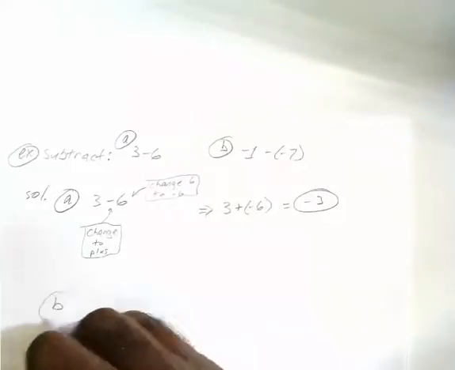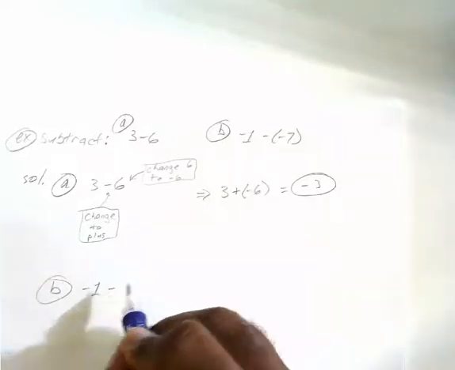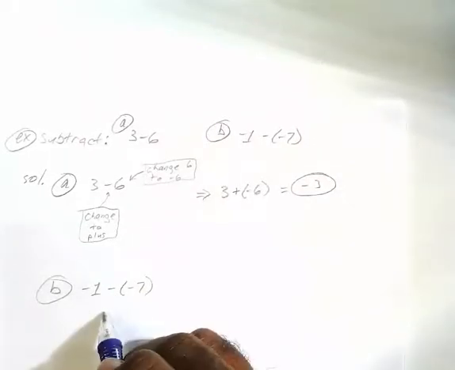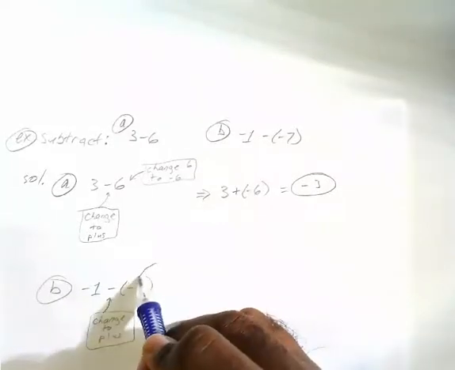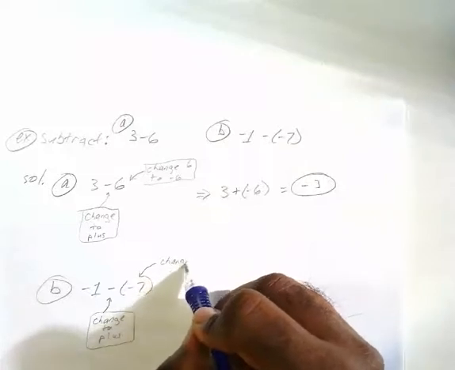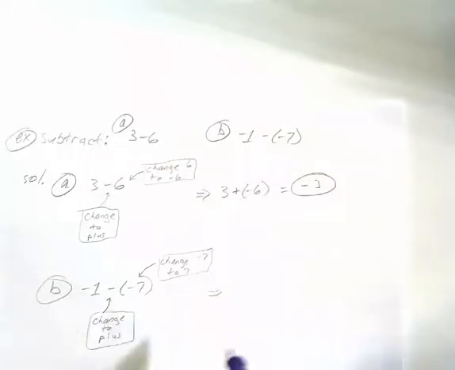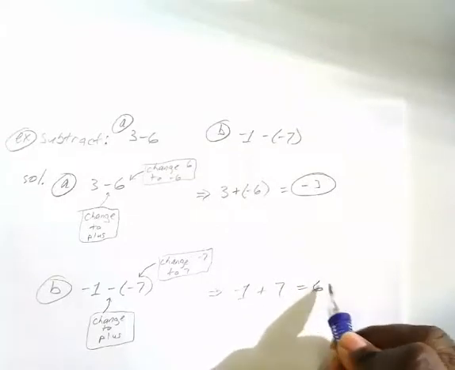Now for problem B, you have negative 1 minus negative 7. Again, our minus, we're going to change to plus. And the negative 7, we're going to change negative 7 to positive 7. So we end up with negative 1 plus 7. Again, different signs, so you go through all the steps for adding together different signs, and you end up with 6.